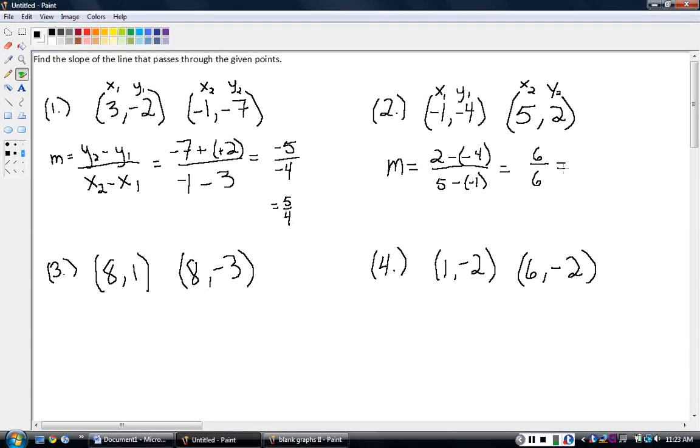And then reduce. So I get 6 over 6. 6 divided by 6 is 1. Slope of that line is 1. If I were to graph it, the relationship would be over 1 up 1, over 1 up 1. Okay, moving on. Number 3.